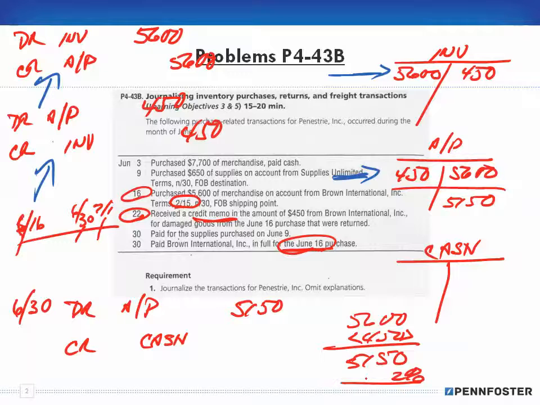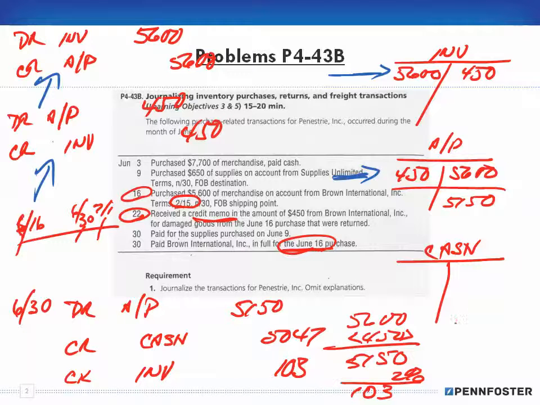Okay, and if you take the 2% discount on 5150, they round it. So 5150 times 2% is $103. Okay, so my discount, I'm going to credit my inventory for $103, and of course the difference between 5150 and 103 is 5,047, which is how much I'd be paying in cash.